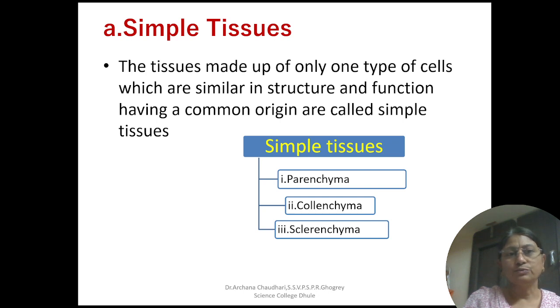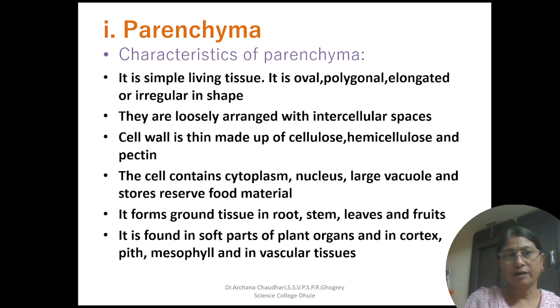The simple tissues. These tissues are made up of only one type of cells which are similar in structure and function and having a common origin. They are termed as simple tissues. They can be classified into the parenchyma, collenchyma, and sclerenchyma.